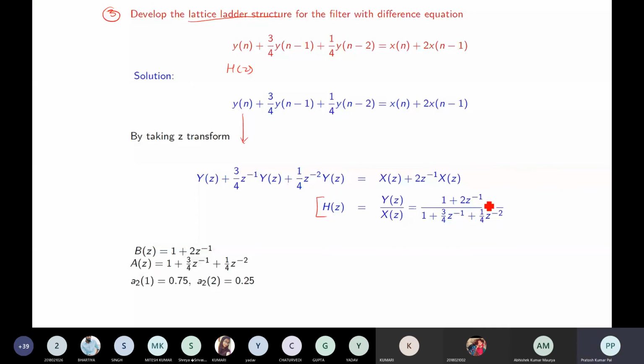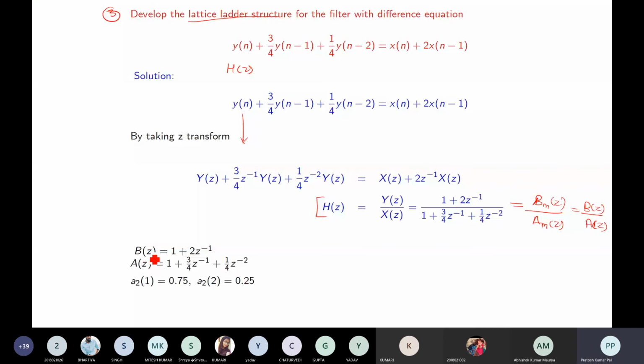that will be equal to Y(z) divided by X(z), and that is coming out to be (1 + 2z^-1) divided by (1 + 3/4 z^-1 + 1/4 z^-2). So from there this will be equal to B_m(z) divided by A_m(z), or we call it the B(z) and A(z) polynomials.